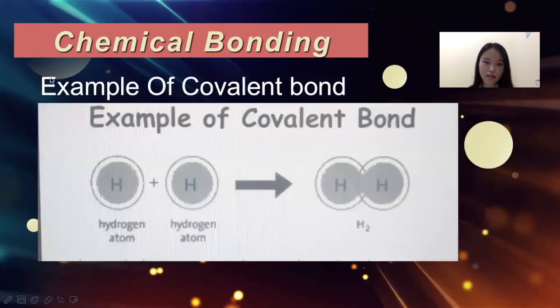Next, here is the example of covalent bond. When these 2 hydrogen atoms get close enough together, the attraction is balanced in both directions, and then they share the electrons between them. Hence, a covalent bond is made and hydrogen gas is formed.